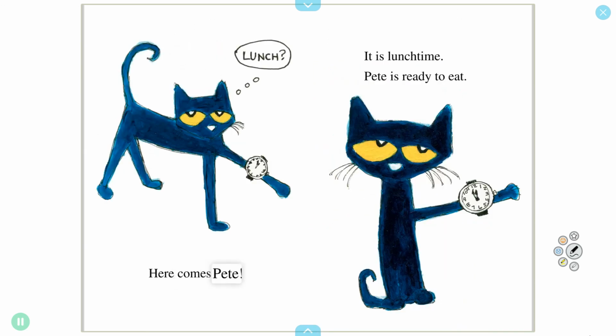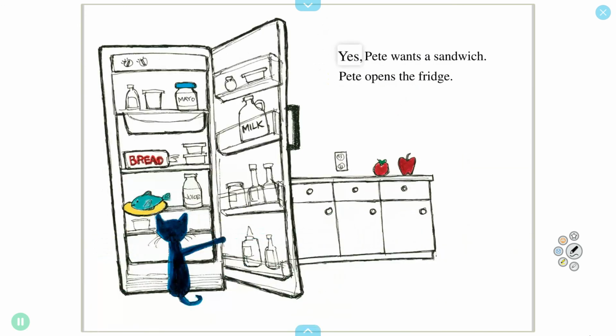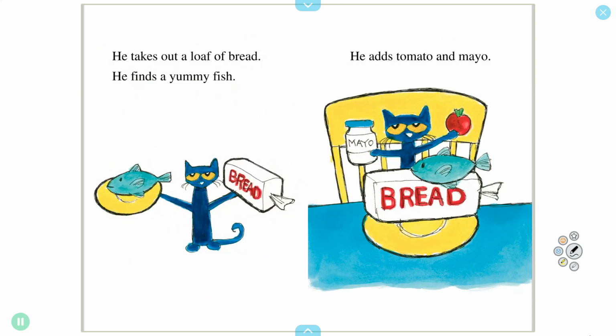Here comes Pete. It is lunchtime. Pete is ready to eat. What should Pete eat? A sandwich would be nice. Yes, Pete wants a sandwich. Pete opens the fridge. He takes out a loaf of bread. He finds a yummy fish. He adds tomato and mayo.